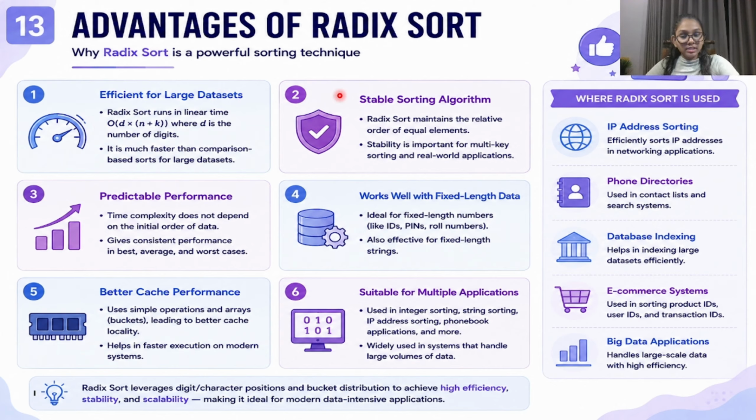Another advantage is stability. A stable sorting process preserves the relative order of elements that have the same sorting key. This can be useful when sorting structures or multi-level data. Examples can include integer values, identification numbers, fixed length strings, and other data where processing individual digits or characters makes sense. When the conditions are suitable, Radix Sort can be a very effective sorting technique.